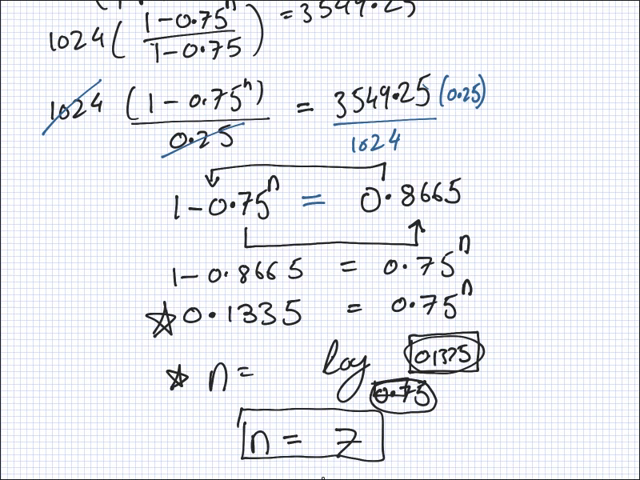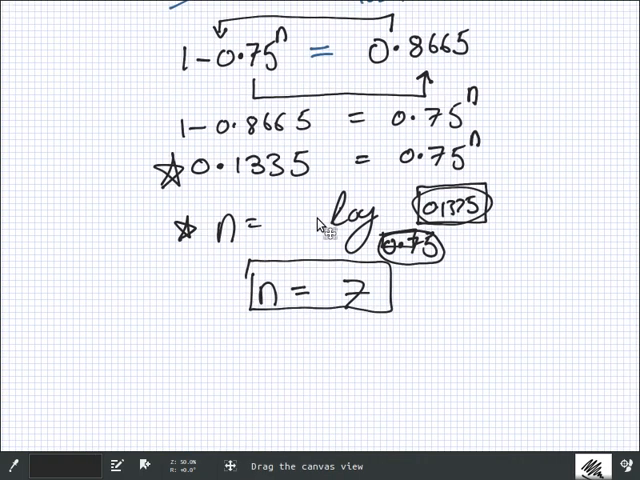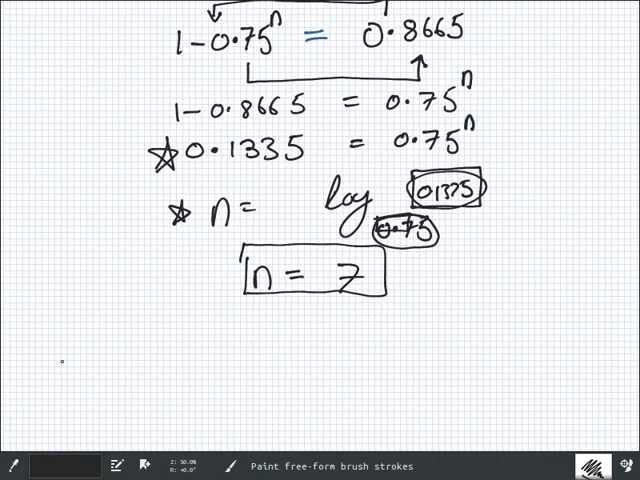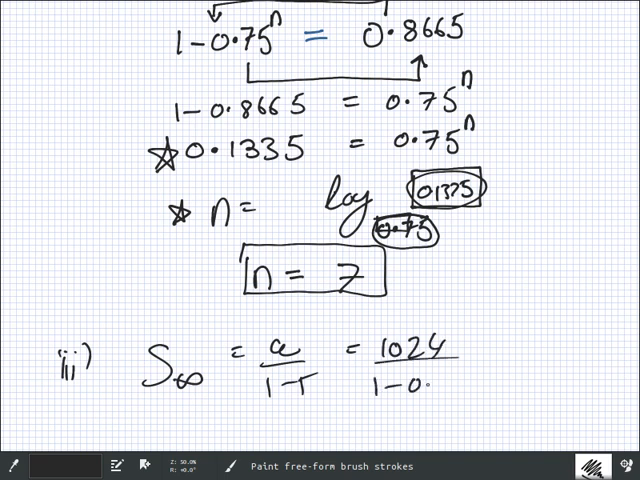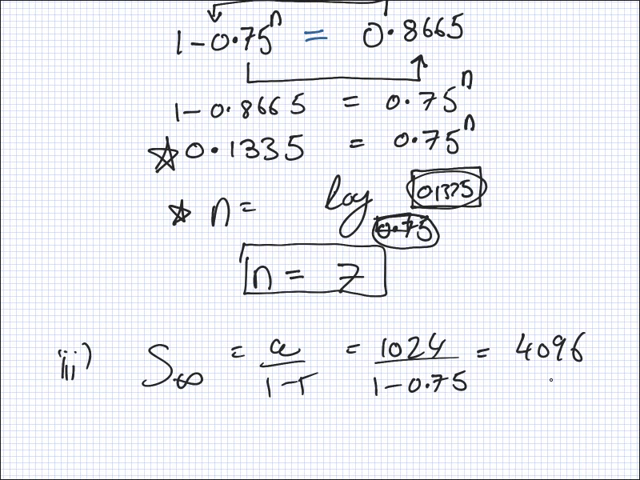Next one. Okay, so does anybody remember the formula for sum to infinity? A over 1 minus r. Yeah, the sum to infinity is a over 1 minus r. Because we know the a, what is it? 1024. Yeah, and the r was 3/4. Yeah, so 4096 should be the answer.